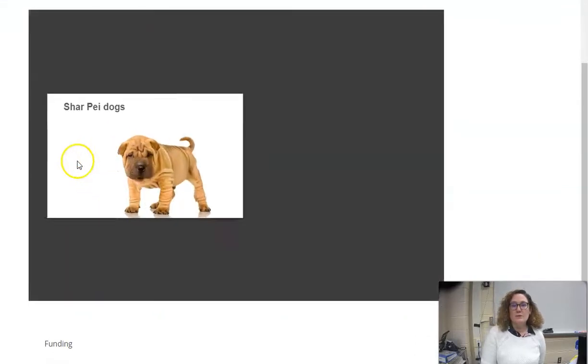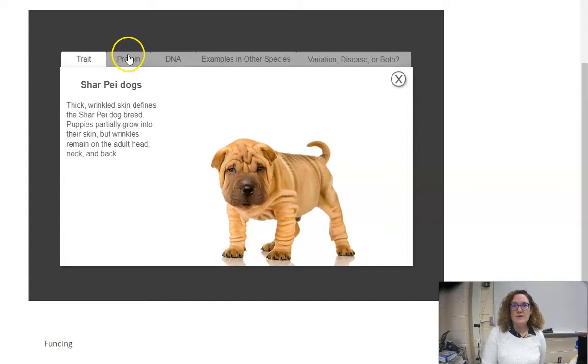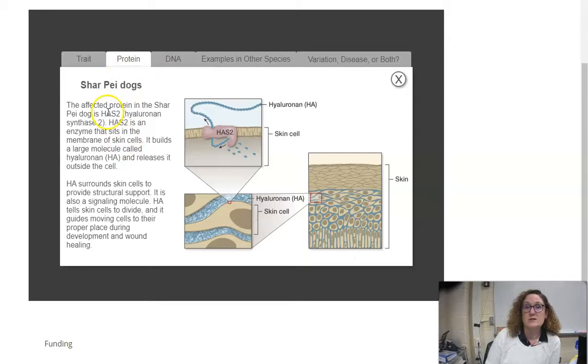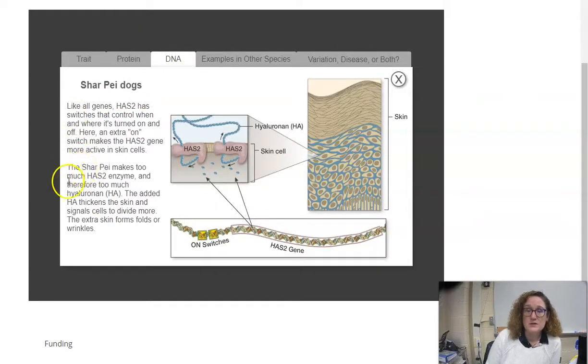When you open up each one, you've got the information here. So you might want to do this in a split screen. Like for the Shar-Pei dogs, this is the protein, HAS2, so you don't have to write out all of this information. You can just say it's the HAS2, which is an enzyme in the skin cells, describing just kind of the job of what that protein does. Then you've got the DNA, and it tells you that it gets turned on by how much of that protein is made, how long it's activated. Just like we saw in our paper clips, where sometimes it can be activated longer, or sometimes shorter, this has a switch to turn it on.